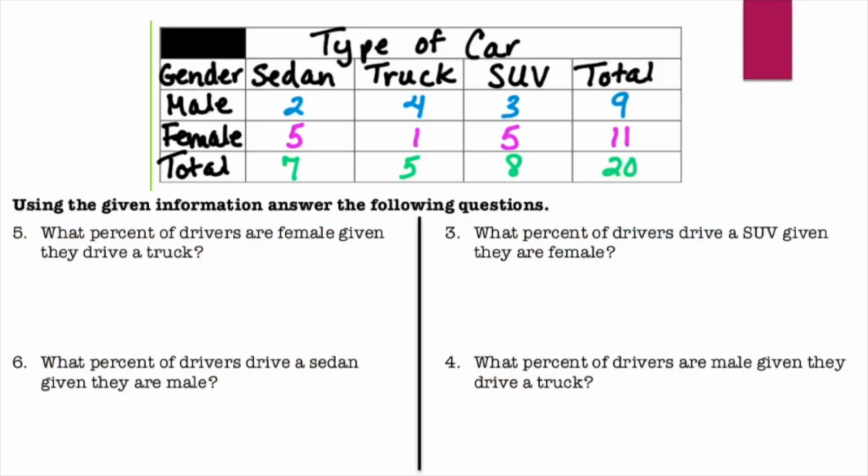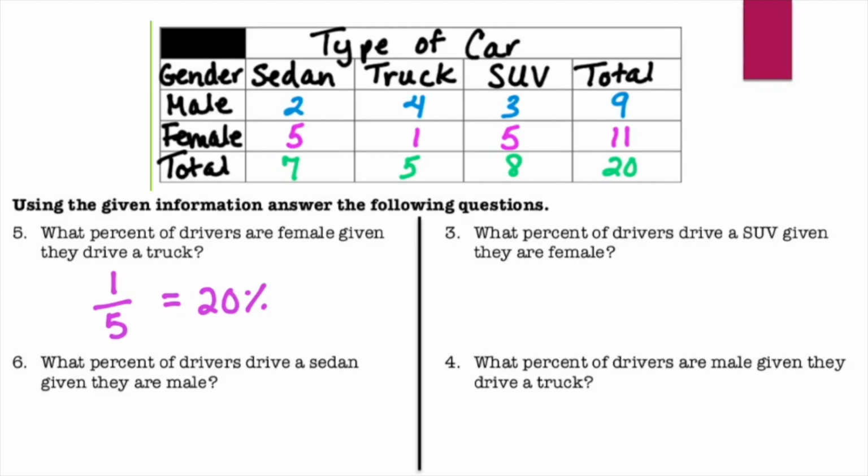All right, so for this part, we have to use the given information to answer the following questions below. I see that the questions are misnumbered, but we're just going to go from the top left and work our way down. So it says, what percentage of drivers are female given that they drive a truck? So you look at the female category and they drive a truck, so that would be 1/5, and 1 divided by 5 is 20%.